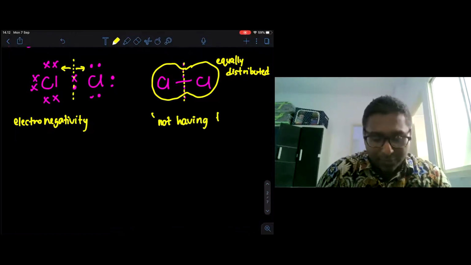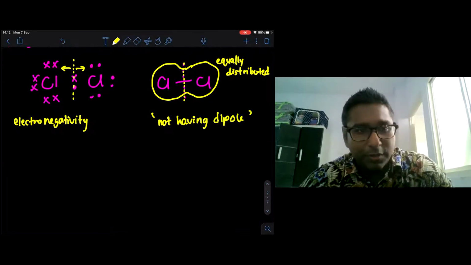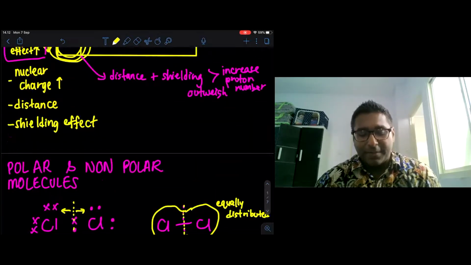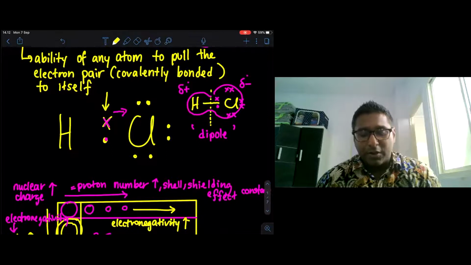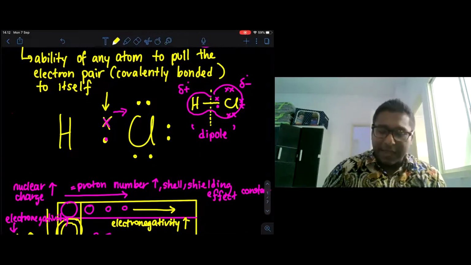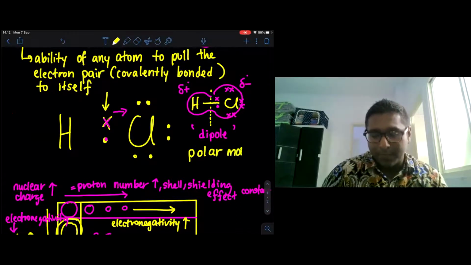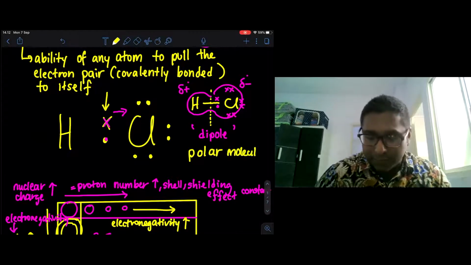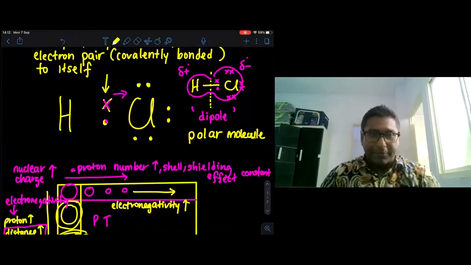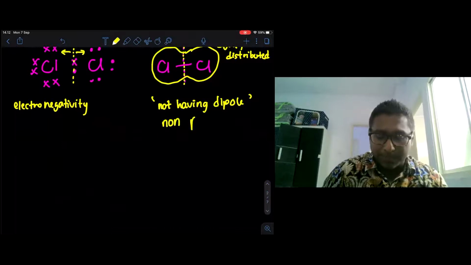Sometimes writing them as having dipole and not having dipole is too long. So they came up with a term to show what we should call them. If they have dipole, we call them polar molecule. If they don't have dipole, we call them non-polar molecule.